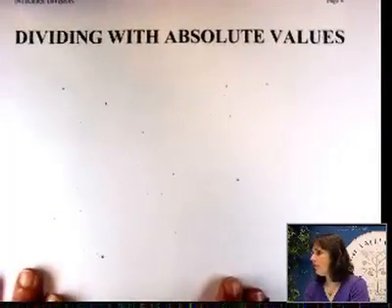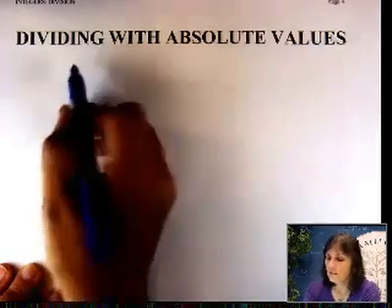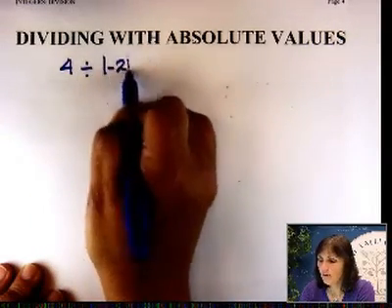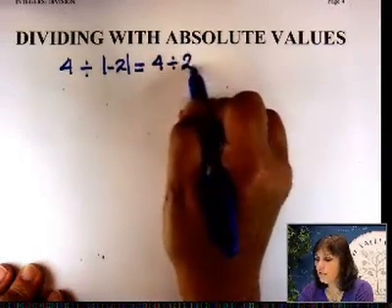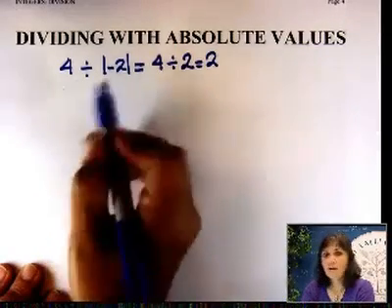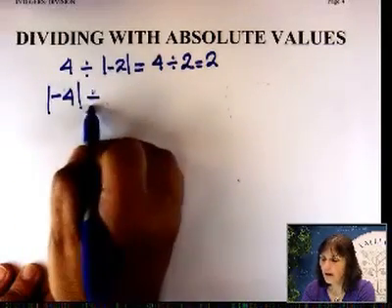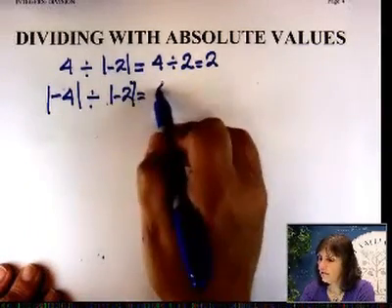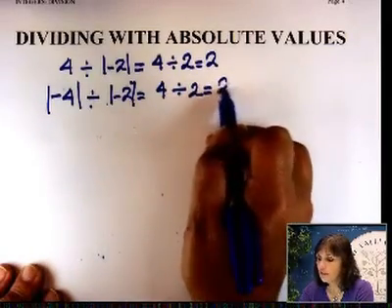Now dividing with absolute values. Let's talk about that. Remember, the absolute value of a number is always positive. So if I have 4 divided by the absolute value of negative 2, get rid of the absolute values first. 4 divided by the absolute value of negative 2 is 2. So as if nothing happened, once you converted them, then you're just doing the division the way you have been doing it. How about negative 4 divided by negative 2? The absolute value of negative 4 is 4. The absolute value of negative 2 is 2. 4 divided by 2 is 2.